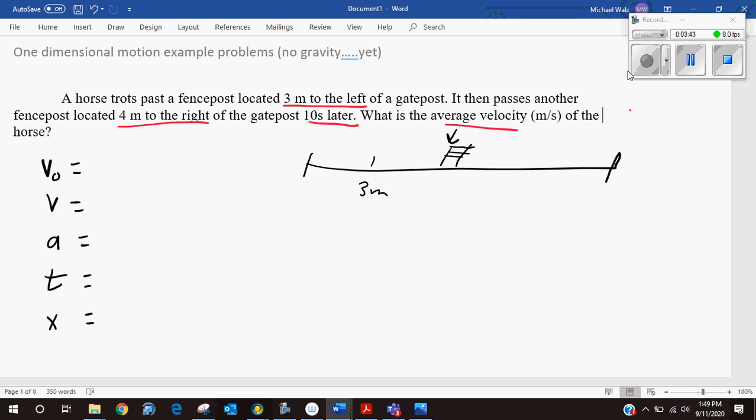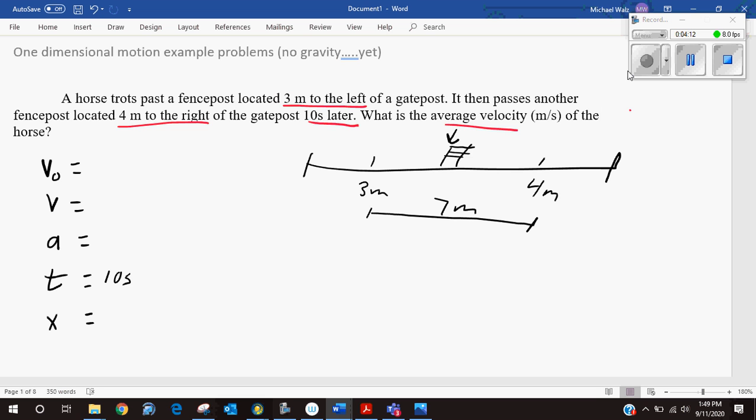And it passes a post located 4 meters to the right. Okay. So it's 4 meters. And so I'm just going to mark this down so I know that there's a difference right here of 7 meters. And so you want to make sense of as much as you can with the pictures so you don't mess yourself up. And it says it takes 10 seconds. So, okay, well, here's 10 seconds here then.